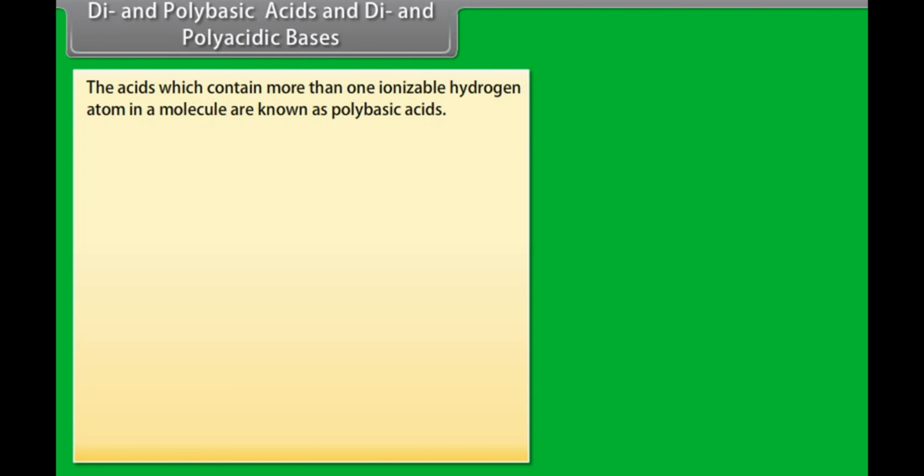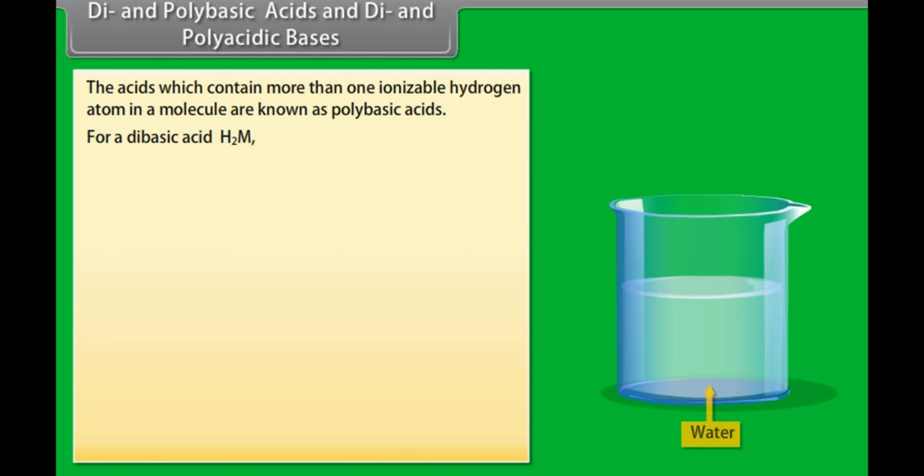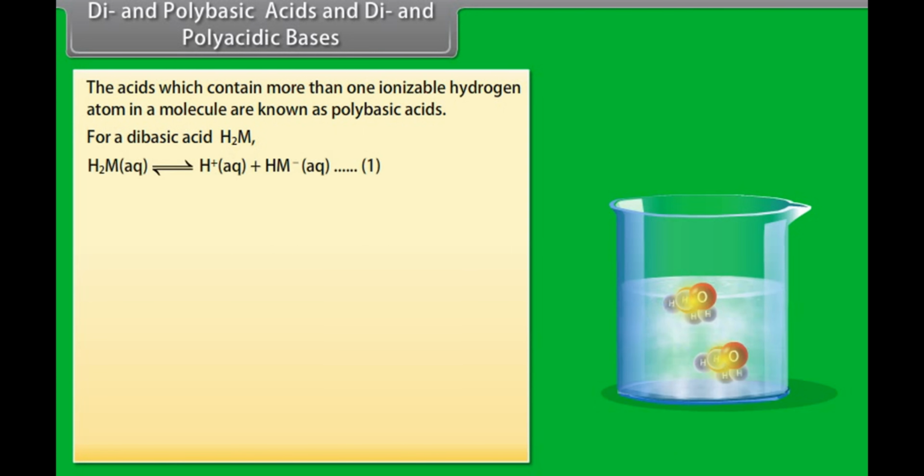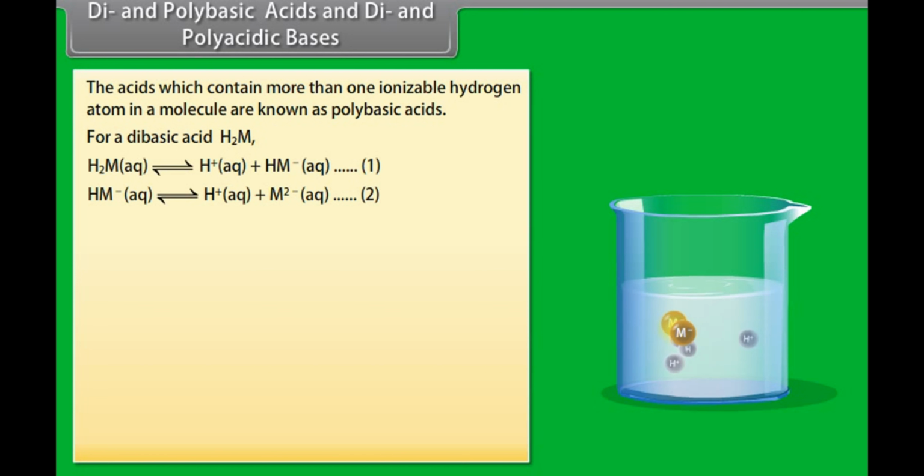Di- and polybasic acids and di- and polyacidic bases. The acids which contain more than one ionizable hydrogen atom in a molecule are known as polybasic acids. For a dibasic acid, H2M, name the first ionization as reaction 1 and the second as reaction 2.